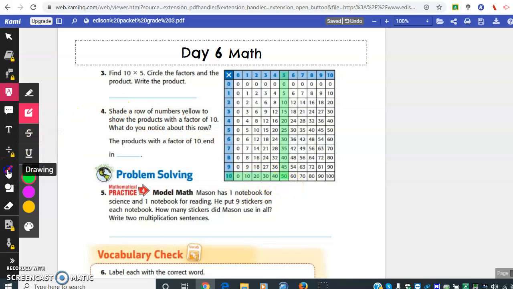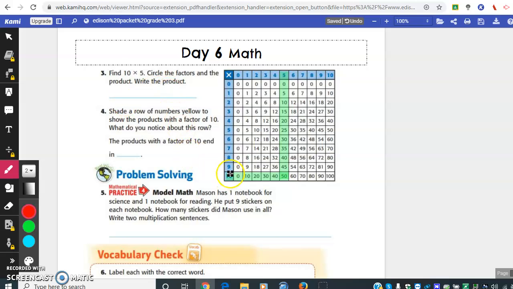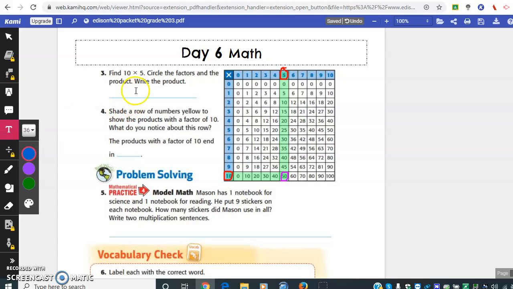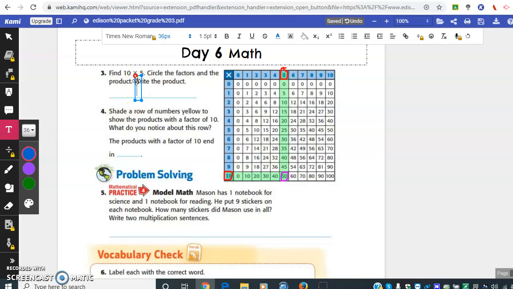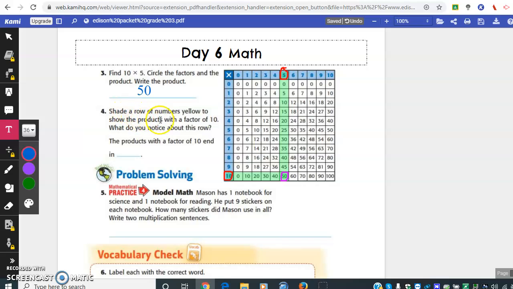It said it wanted us to circle the factors. So the factors are 10 and 5. And it also said to circle the product, which I will do in a different color. Circle the product. And then it asked us to write the product here. So the product is 50. Like that.